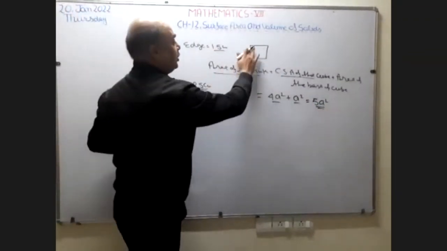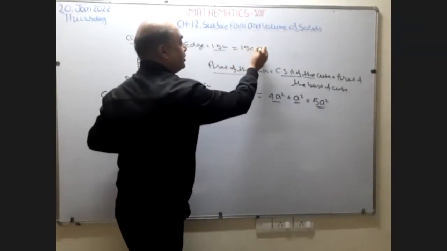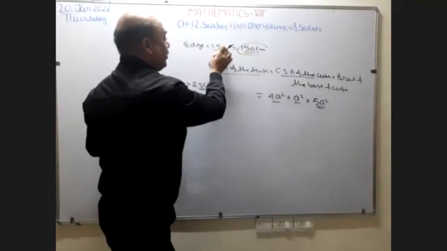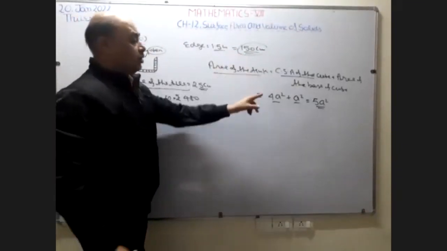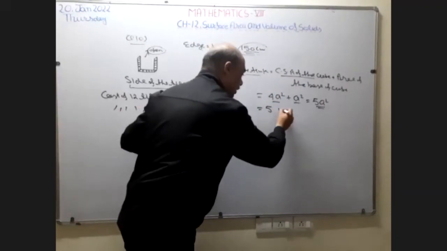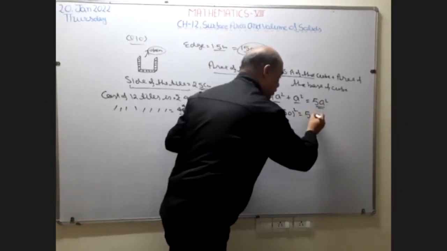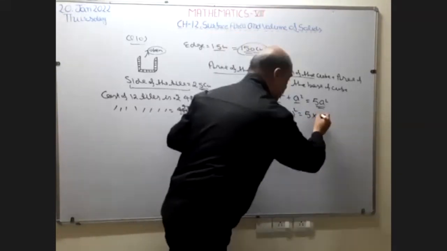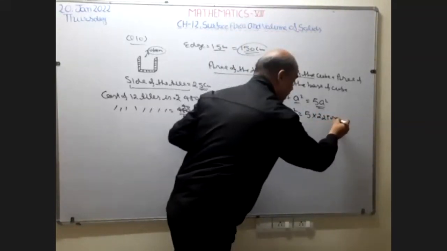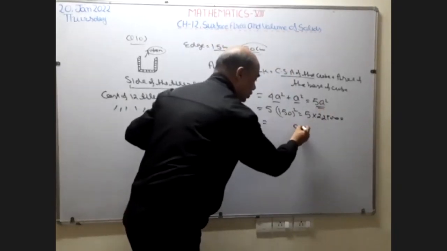I want to convert it to centimeters. So this is going to be 150 centimeter. So 1.5 meter equals 150 centimeter. Now I use this 150 here. So write 5 times 150 square. So this is going to be 5 into the square of 15, which is 225, and 2 zeros are there. Now multiply it by 5.